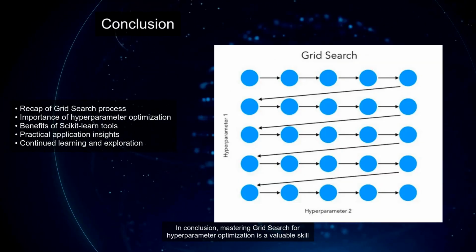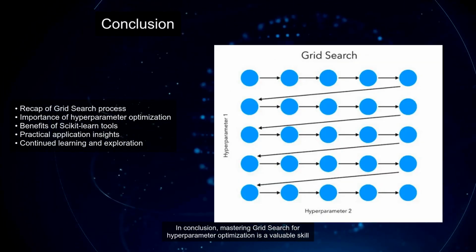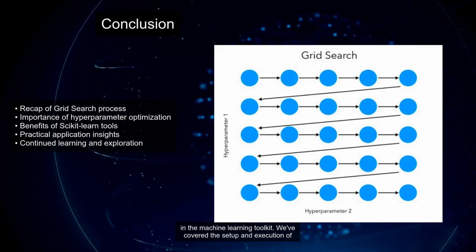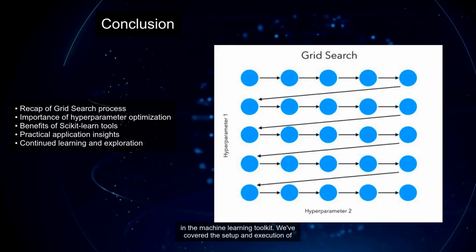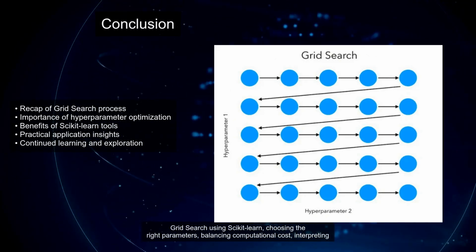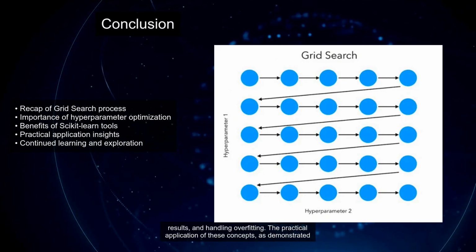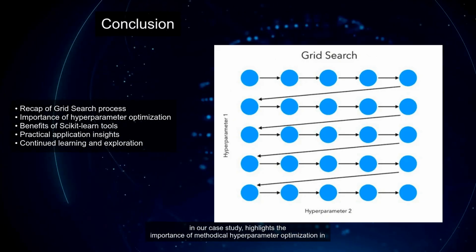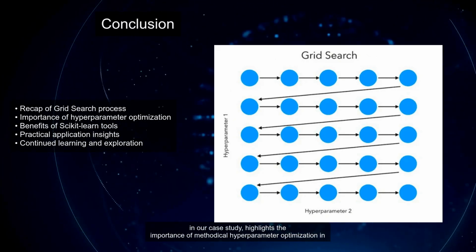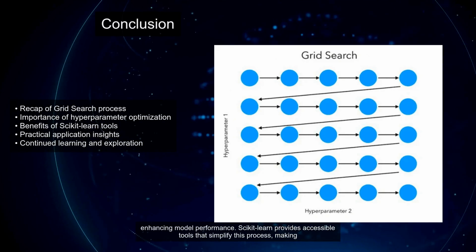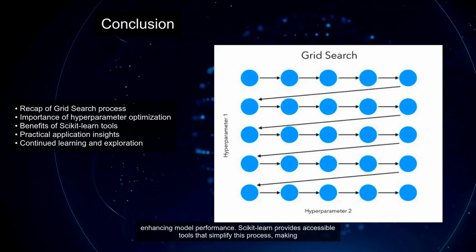In conclusion, mastering grid search for hyperparameter optimization is a valuable skill in the machine learning toolkit. We've covered the setup and execution of grid search using Scikit-learn, choosing the right parameters, balancing computational cost, interpreting results, and handling overfitting. The practical application of these concepts, as demonstrated in our case study, highlights the importance of methodical hyperparameter optimization in enhancing model performance.